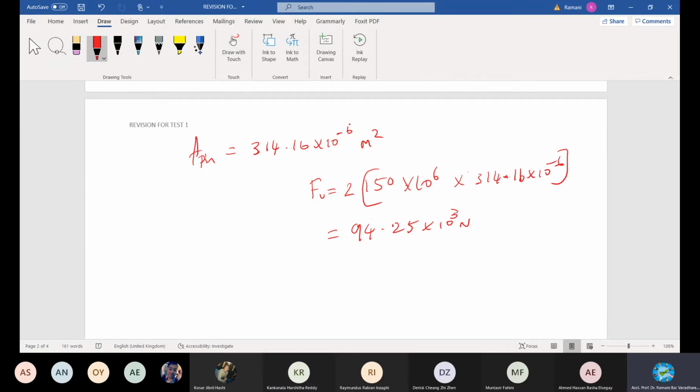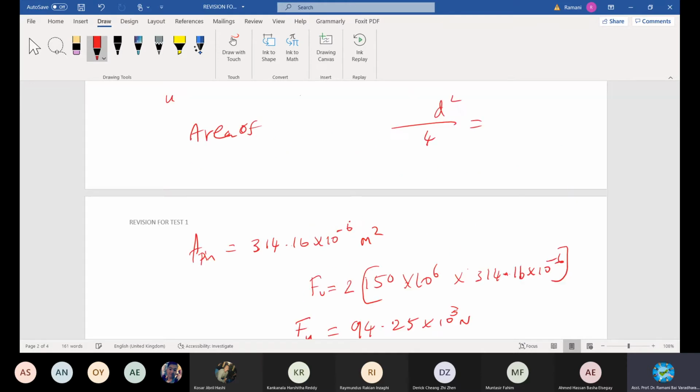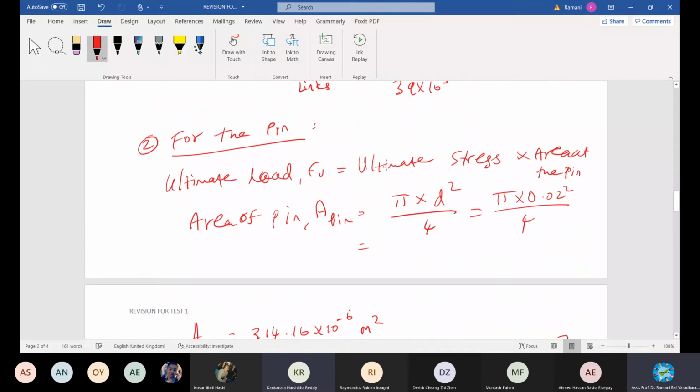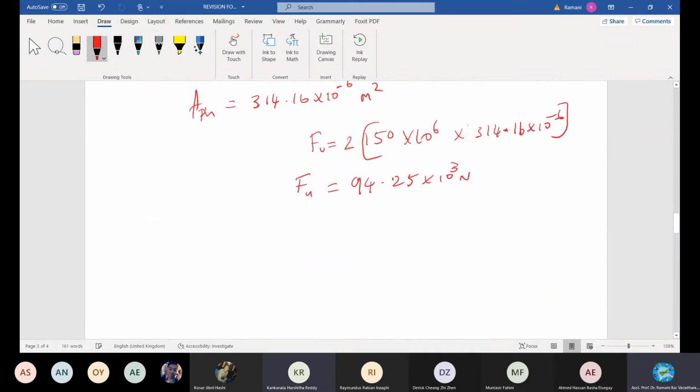Done. Now we have the ultimate load and the applied load. 13 is already your applied load. Same goes for the pins. Let's find out the factor of safety at the pin. Factor of safety.